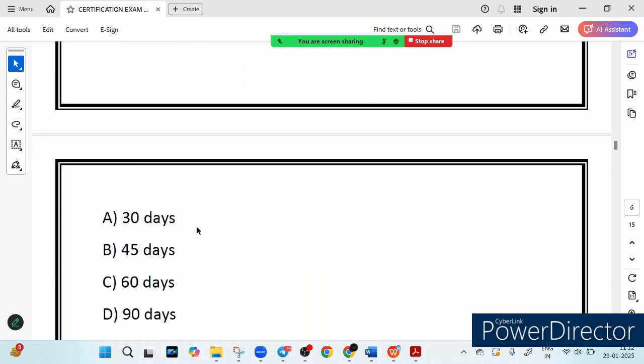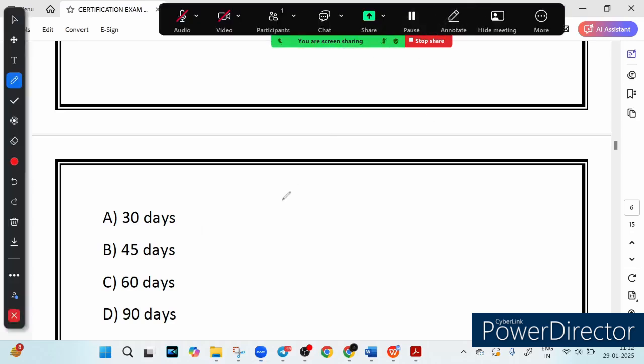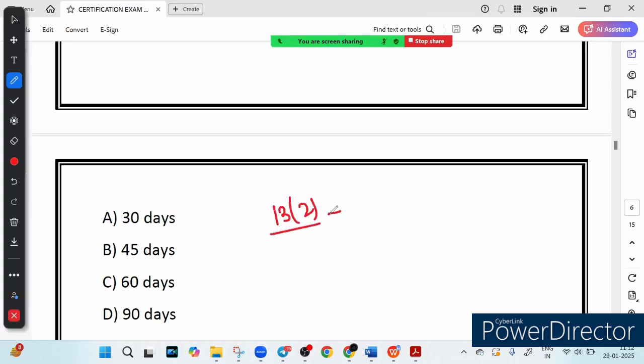So 30 days is incorrect, right? 45 days is also incorrect. But the correct answer is 60 days. Let me tell you about the section number: Section 13 subsection 2 of the SARFAESI Act. You should know about it. This section says that the secured creditor must issue a demand notice, giving the borrower 60 days to repay the outstanding loan. Here the keyword is the demand notice, right?